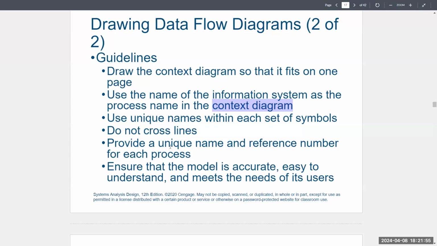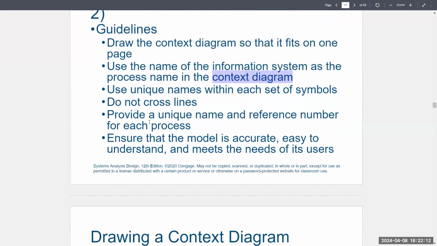No crossing of lines. Sometimes things get complicated. Cross means you should not have two lines cutting each other, but there's a way you can use some kind of an arc to say, hey, I'm just jumping over this line, but it's not in any way intersecting, right? Which can lead to some confusion.